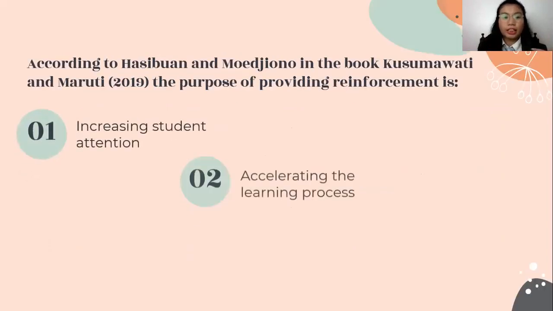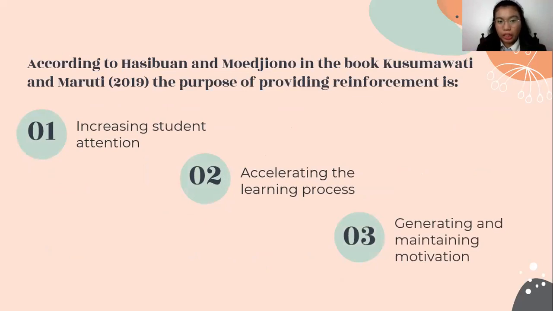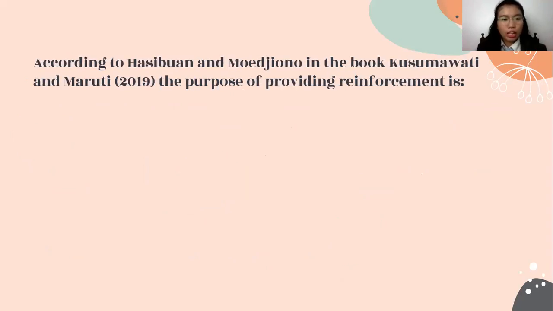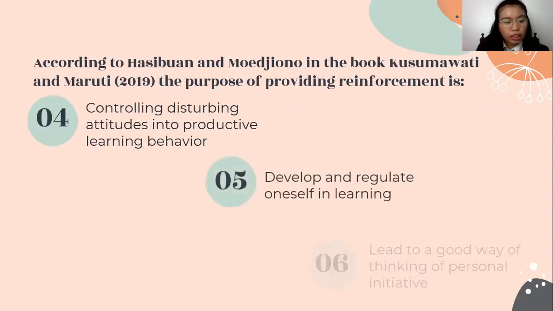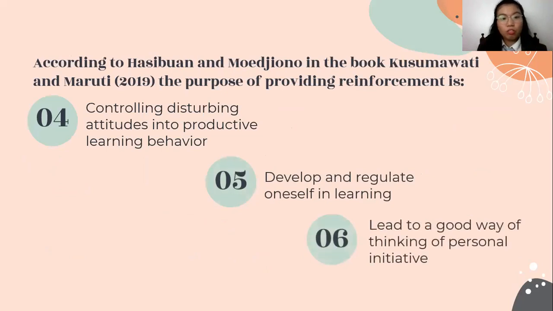And Hasibuan and Mujiono also said the purposes of reinforcement are to increase student attention, to accelerate the learning process, to generate and maintain motivation, and also to control disturbing attitudes into productive learning behavior. It is connected with the second purpose. It also develops and regulates oneself in learning and leads to a good way of thinking and personal initiative.